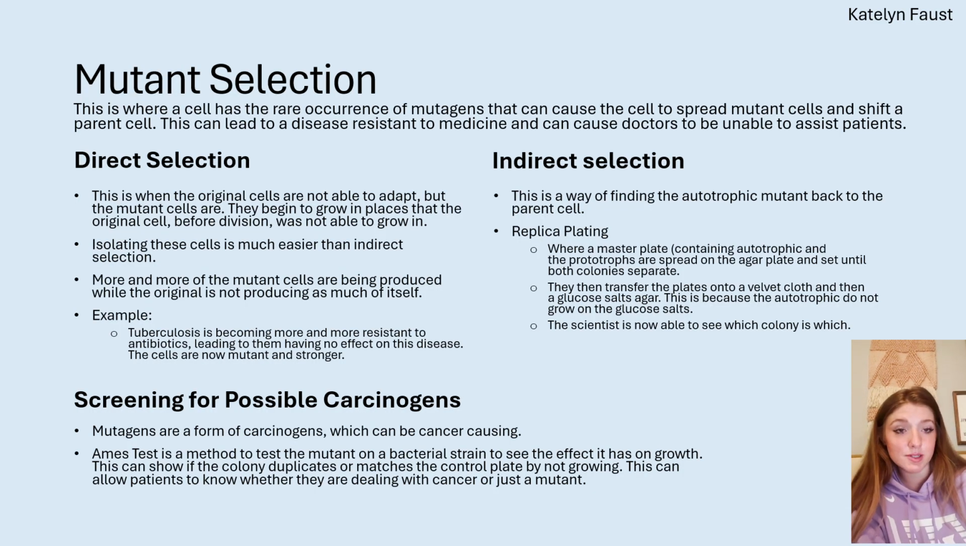There are two categories, which are direct selection and indirect selection. In direct selection, this is when the original cells are not able to adapt, but the mutant cells are. They begin to grow in places that the original cell before division was not able to grow in. Isolating these cells is much easier than indirect selection. More and more of the mutant cells are being produced while the original is not producing as much of itself.